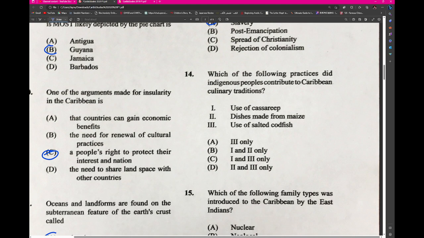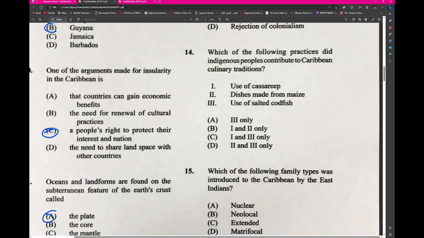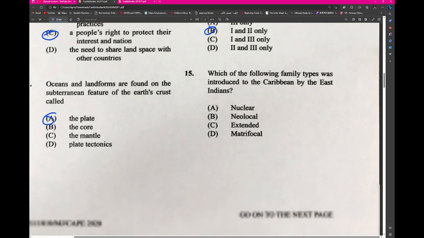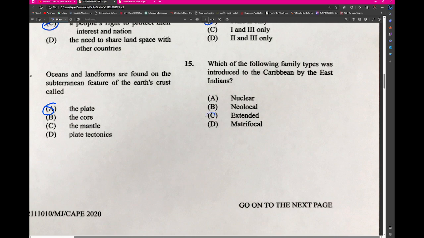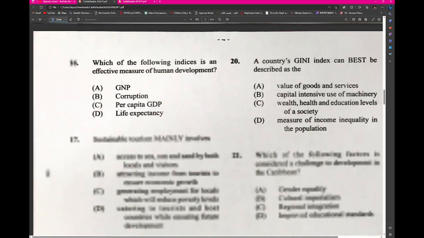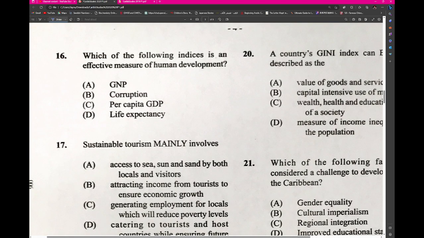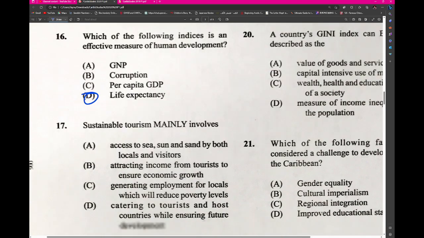right? 11, which of the following practices did indigenous people contribute to the Caribbean culinary traditions? Indigenous people, cassoulet, dishes made from maize and so I think 1 and 2, right? 15, which of the following family types was introduced to the Caribbean by the East Indians? This would be extended. Which of the following indices is an effective measure of human development life expectancy?